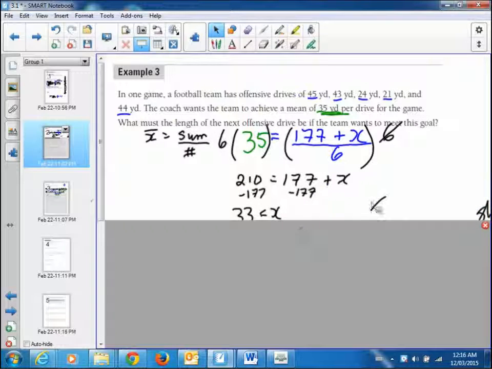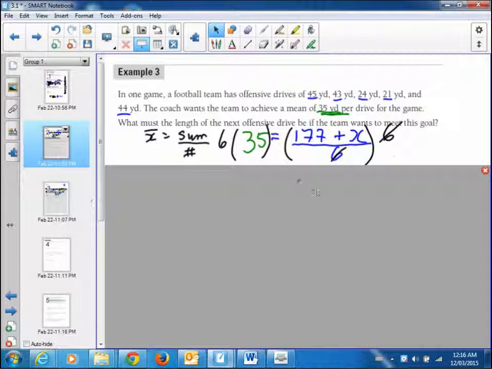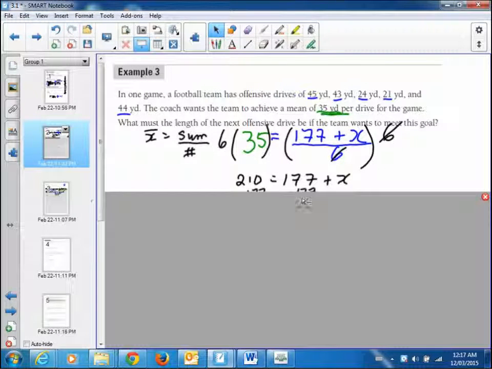If you multiply by 6, you get rid of the 6 on the bottom. That makes that side way easier. And then on this left side, 6 times 35, well, you do the arithmetic, you'll get 210. So this is the new equation. It's way simpler to figure out.